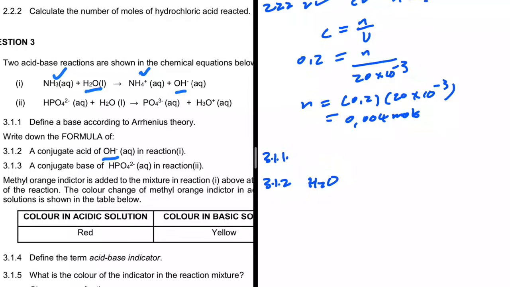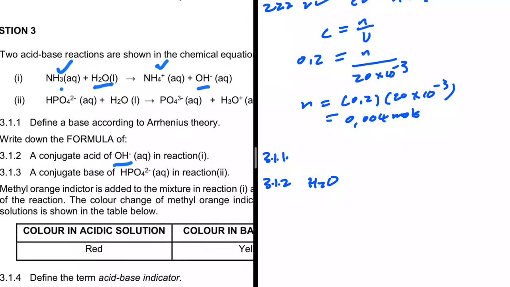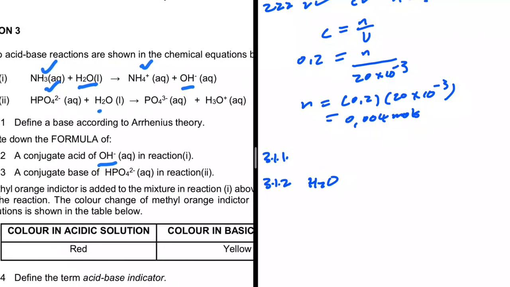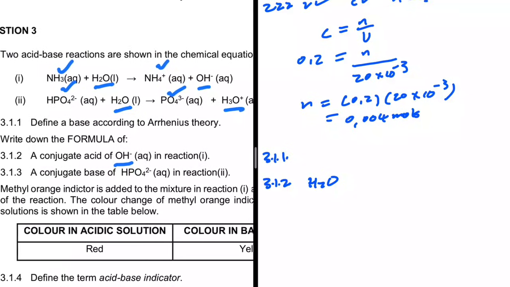And then now 3.1.3, write down the formula of a conjugate base of HPO4 to the 2 minus in reaction 2. I don't think these questions are difficult per se. I think we are really sticking to the basics here. So we have HPO4 to the 2 minus reacting with H2O. H2O accepts a proton. So from H2O to H3O plus, it has clearly accepted a proton. And then HPO4 to the 2 minus donates a proton to become PO4 to the 3 minus.